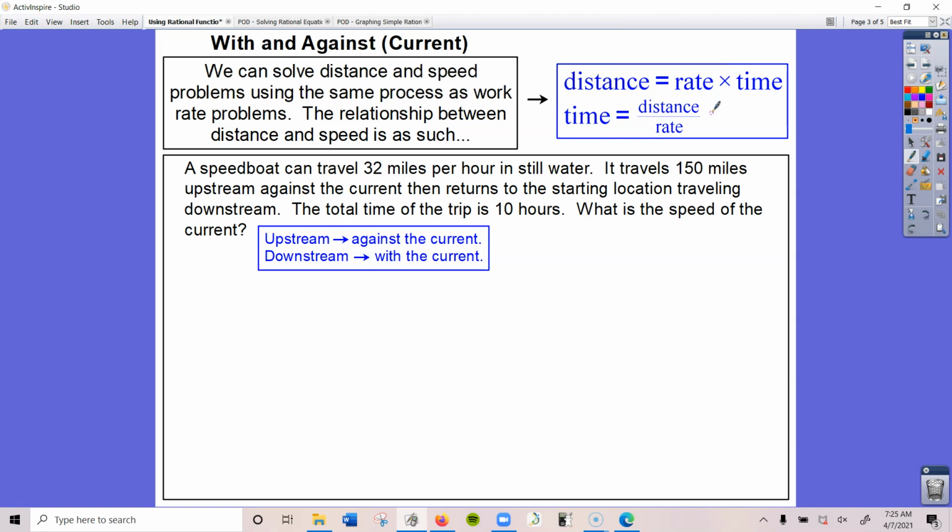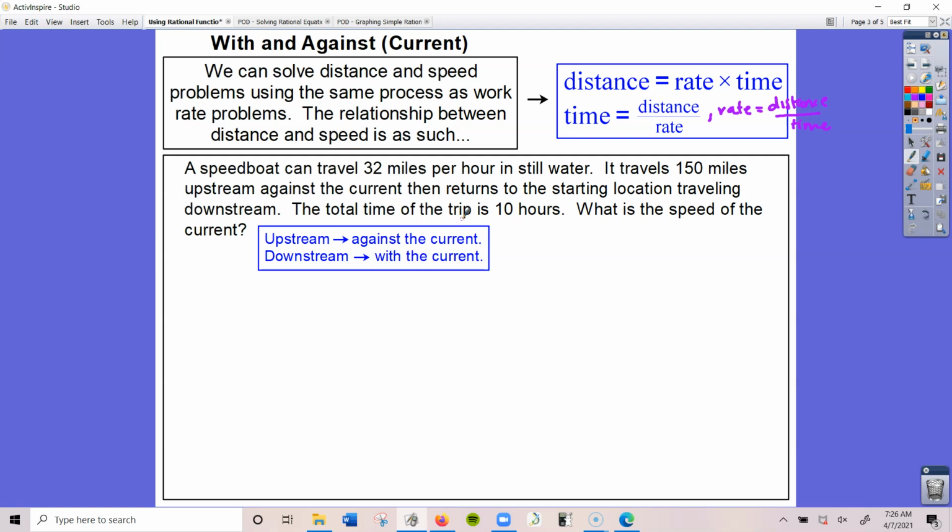And just in case, you can also write an equation for rate. If you divide time to both sides, we get that rate is equal to distance over time. So depending on what the question is asking, you will either use this time equation or the rate equation. Now let's look at this example. It says here that a speedboat can travel 32 miles per hour in still water. It travels 150 miles upstream against the current, then returns to the starting location, traveling downstream. The total time of the trip is 10 hours. What is the speed of the current?